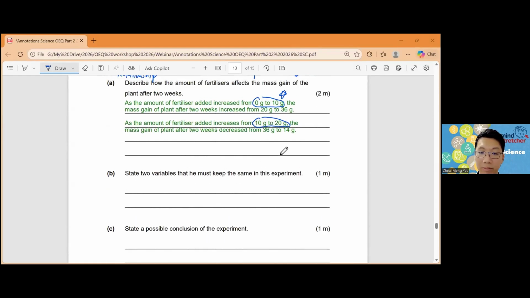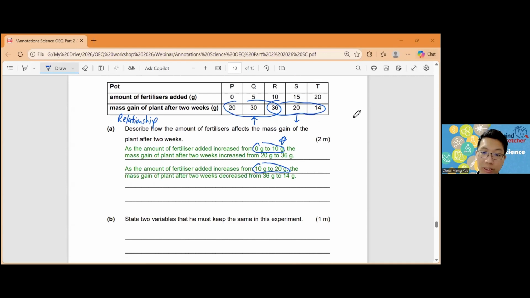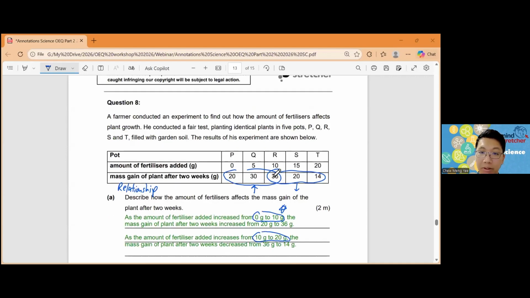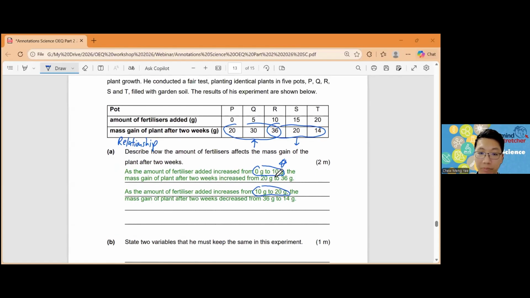Now, two variables that he must keep the same in this experiment. This is on fertilizers, and what we are measuring is the mass gain of plants. So what should we keep the same? There can be a lot of answers, but definitely not the color of the pot.